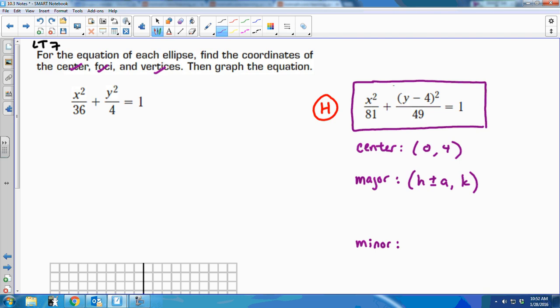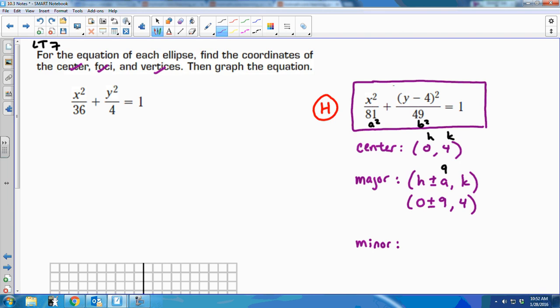We know h and k already, and then we actually do know a. In the equation, this is a squared and this is b squared. So if a squared is 81, what is a? 9. All right, so I can fill this in. I've got 0 plus or minus 9, comma 4.